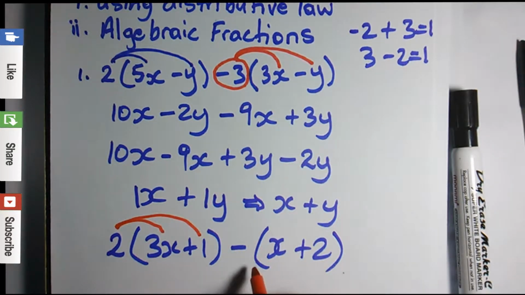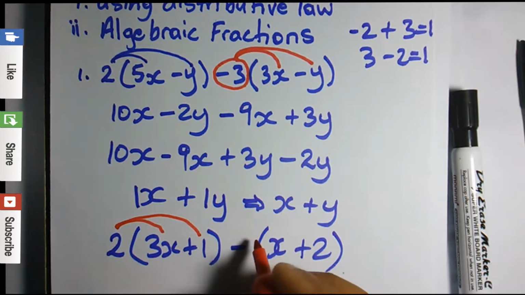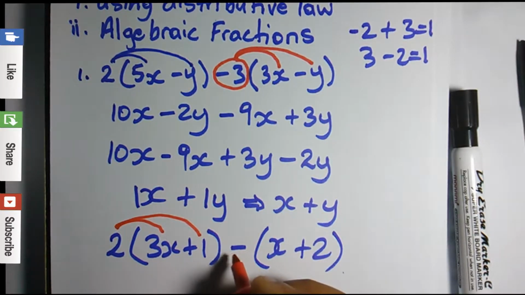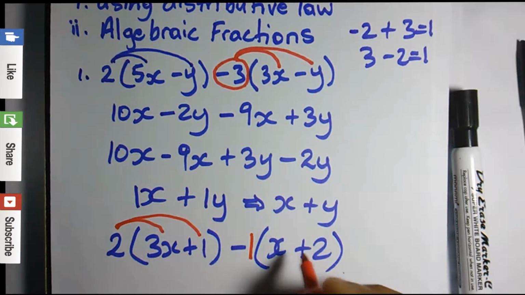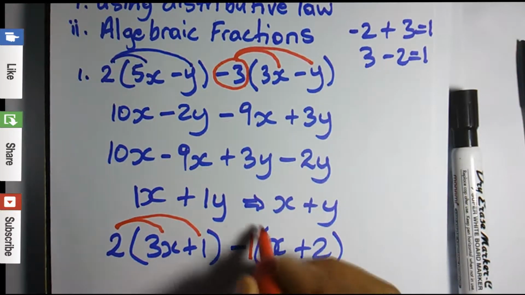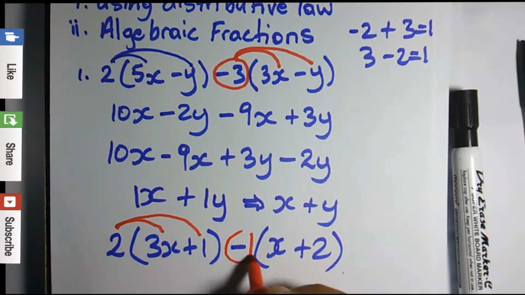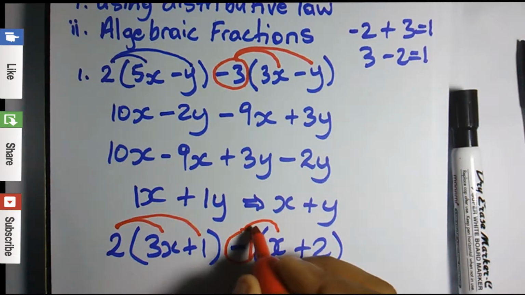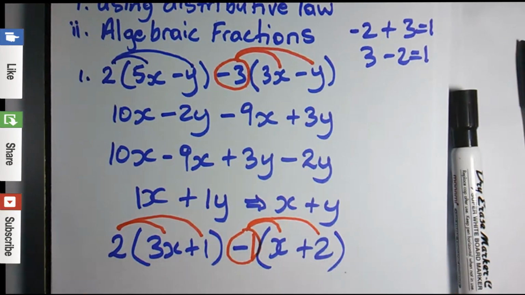Right here we have a negative. Now we realize we don't have any number at the beginning of this bracket, there's a negative sign, so we can replace it with a 1. Remember, 1 doesn't really change anything, but negative 1 will change the signs on the terms in the brackets. So we're going to multiply negative 1 times x and negative 1 times 2.